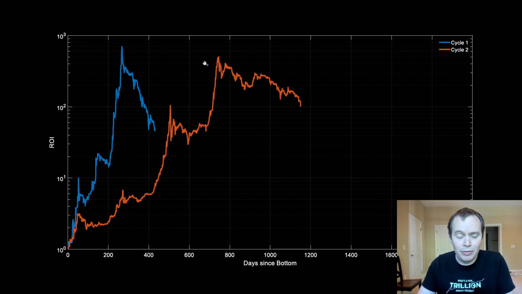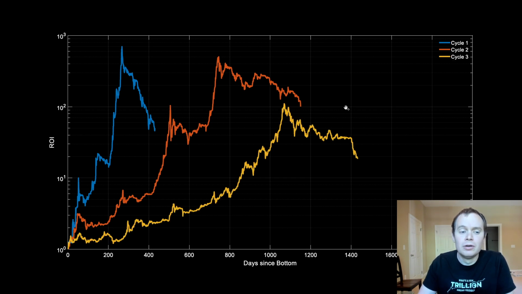Now, these two cycles completely overshadowed what happened in cycle 3, which was a mere 100x. Technically speaking, it was over 100x because we do know that the market cycle bottom for Bitcoin was around $170 or something like that. And then it ultimately went up to just shy of $20,000. So it was a little over 100x, and you can see that because it goes slightly above 10 squared, which is 100.